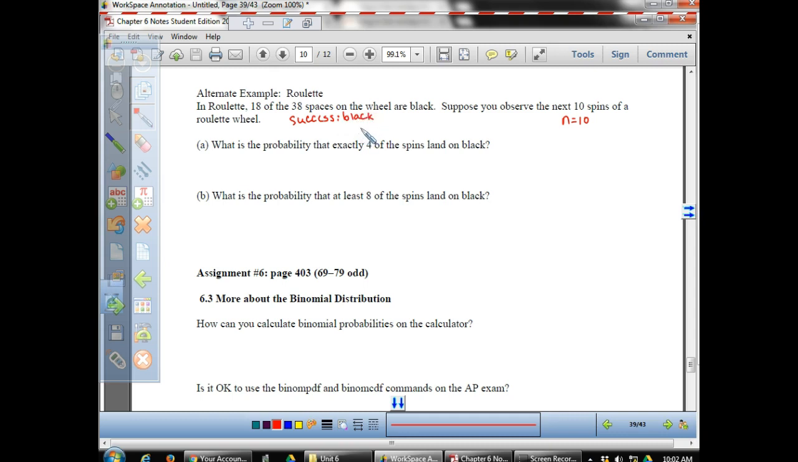So it's either black or not in this case. And the probability for success is going to be 18 out of 38 because there are 18 black spaces. So what is the probability that exactly 4 of the spins will land on black?